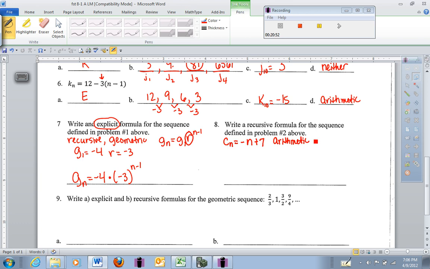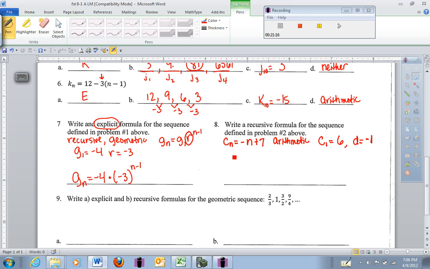Okay, well I need to know two things to write my arithmetic recursive formula. I need to know the first term. I'll call it c sub 1. Well, I can look back and I can see that c sub 1 was clearly the number 6, right? And then I need to know my common difference. All right, well the numbers in that sequence were 6, 5, 4, 3, so this is going down by 1, so the d is going to be a -1.